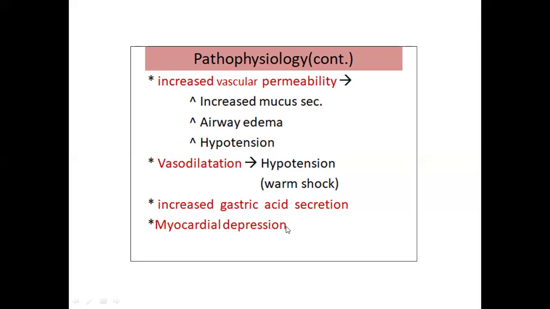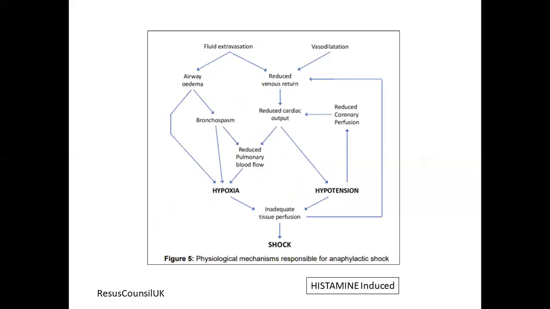Shock, there are 4 parts in shock usually. Circulatory shock has 4 parts: hypovolemic, distributive, cardiogenic, and obstructive. Here, you do not get obstructive shock, but all the other shocks are there in anaphylaxis, right? Without obstructive, all the other shock types are there. Same thing in this diagram. You can get a screenshot and see it later. Same thing which we have discussed.